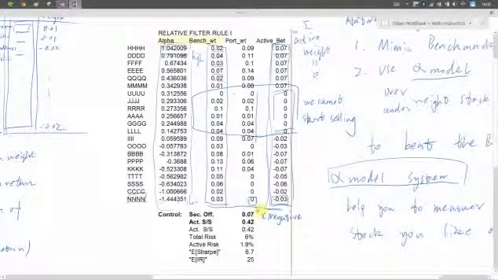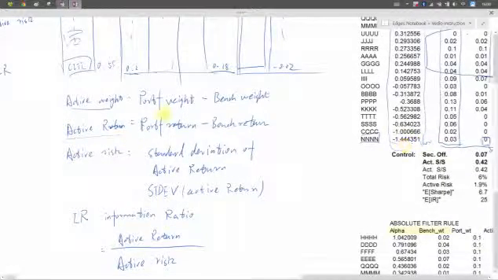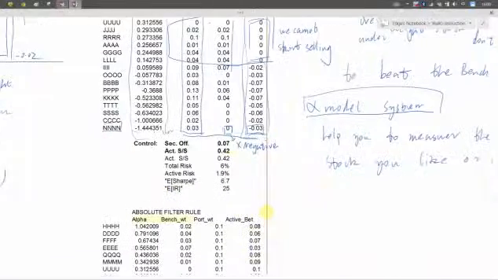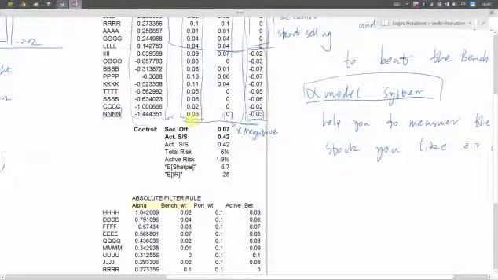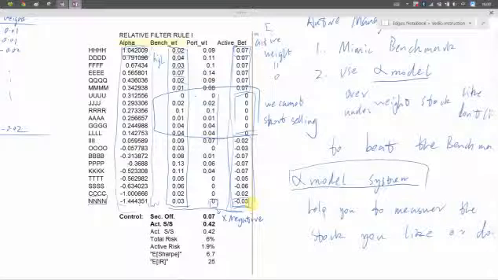Then, according to the equation we mentioned last time, active weight is portfolio weight minus bench weight. With portfolio weight at 0, the active weight is minus 0.03. So those are the two basic constraints you need to be familiar with.